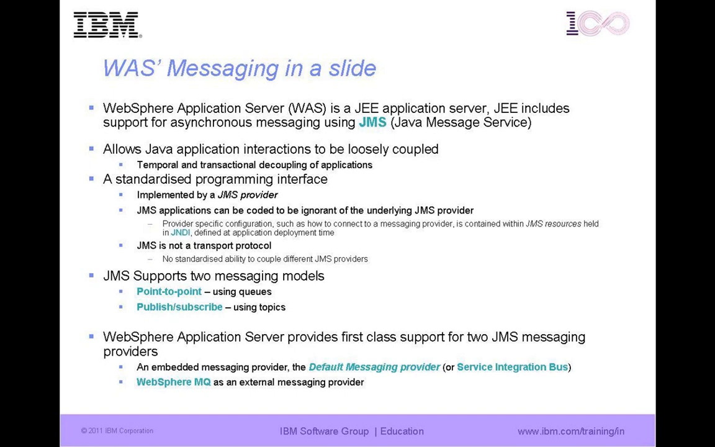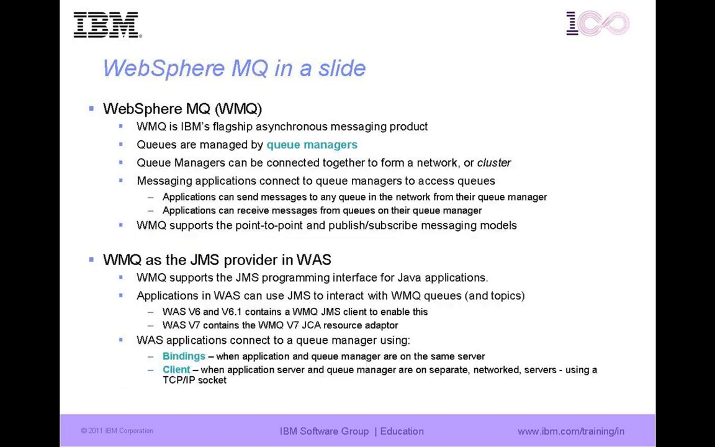JMS supports two types of messaging paradigms. One is point-to-point, where the queue is the focal point for exchanging of messages. The second is pub/sub, which uses topics as a reference point for exchanging of the messages. So the WebSphere application server provides first-class support for both the messaging providers that IBM has. The first one is, of course, the embedded messaging provider or the default messaging provider, what we call the service integration bus. And the second is WebSphere MQ, which can be used as an external messaging provider.